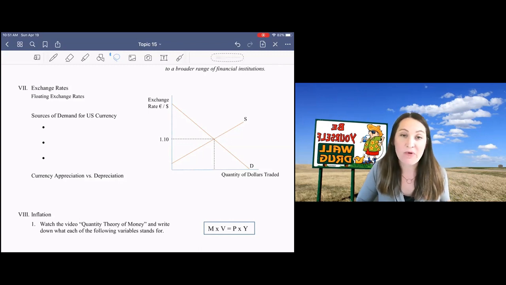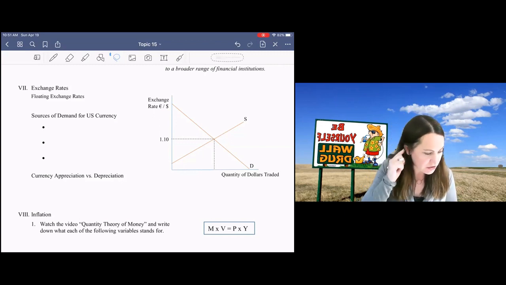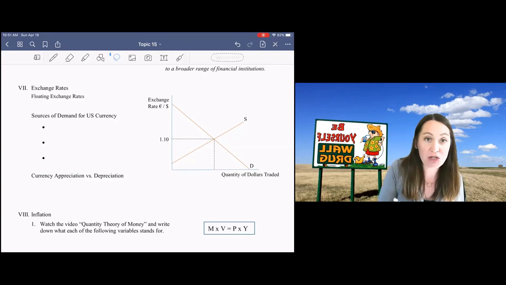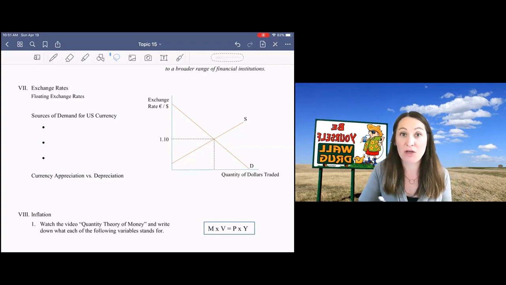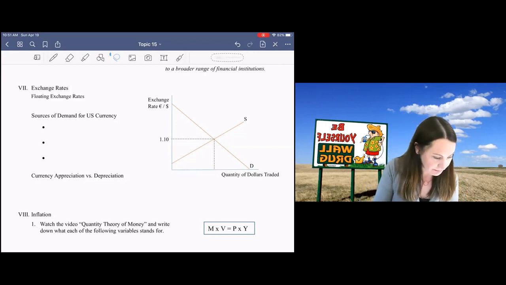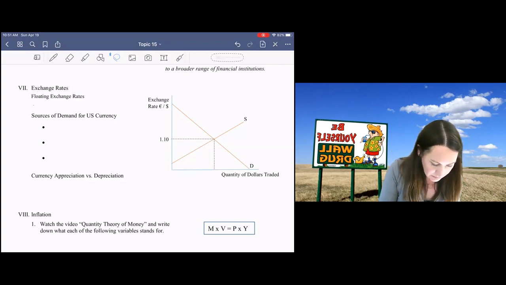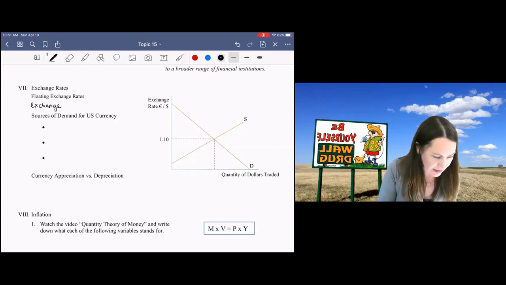But like we said before, most countries allow the value of their currency to fluctuate with the market, and we would call that type of an exchange rate system a floating exchange rate. So floating exchange rate is where exchange rates, the rate at which you can change one currency for another, fluctuate freely based on supply and demand for that currency on the foreign exchange markets.